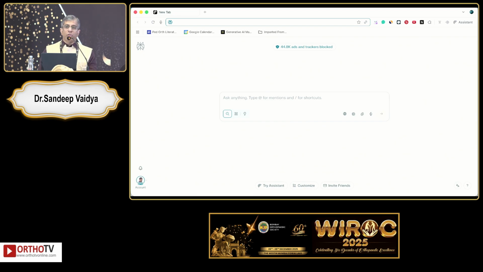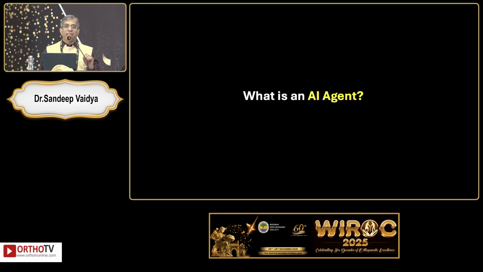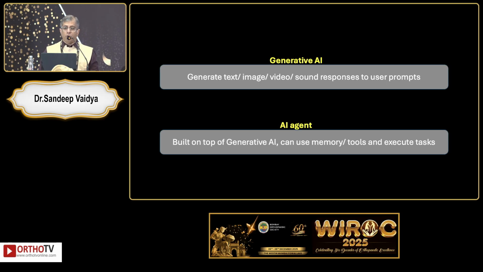But before I go to the use cases, I will just show you how it looks. So this looks like a very basic, routine browser, but the magic lies in this assistant button at the top right corner. Before moving to the use cases, let's understand what an AI agent is and how it differs from generative AI, which Neeraj spoke about. Generative AI generates a response to a user prompt, so its job ends there. An AI agent takes it one step further, and it can use tools or memory to actually execute tasks.